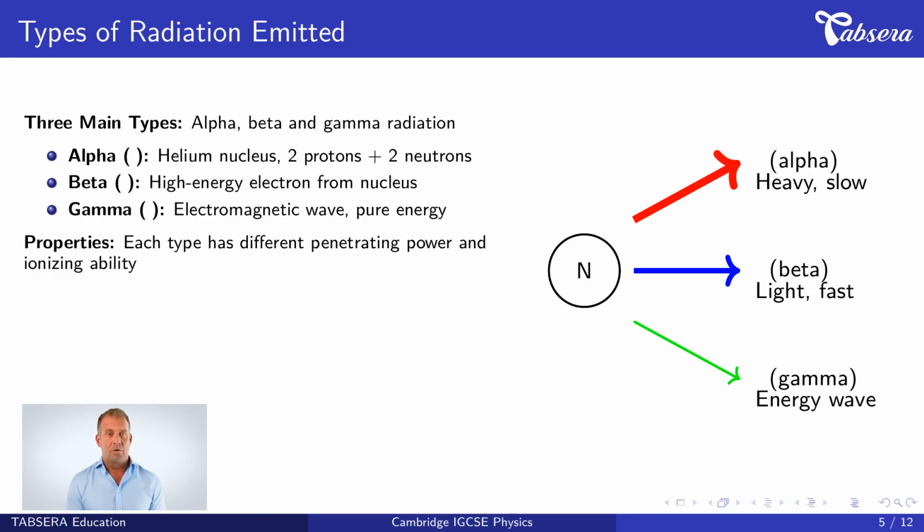The diagram shows all three types emerging from a central nucleus N, with alpha shown as the thickest red arrow representing heavy particles, beta as medium blue arrow for lighter particles, and gamma as thin green arrow for energy waves.